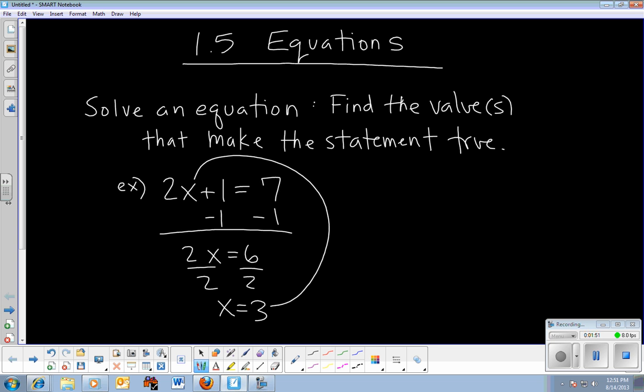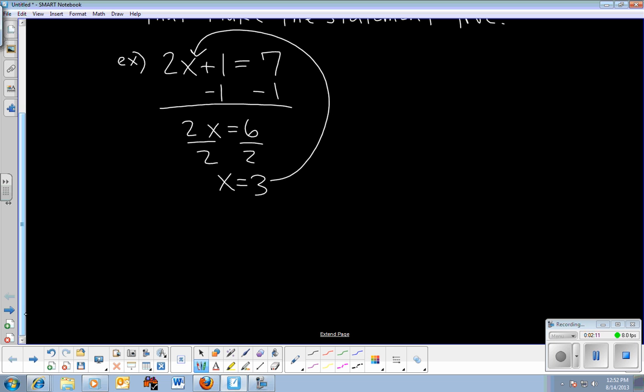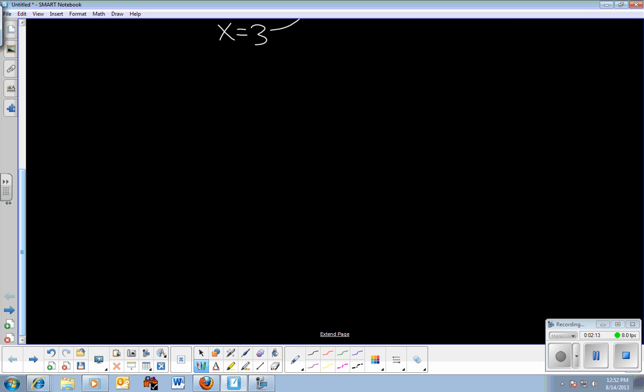3 can go here and give us a true statement. Any other number you put in there is not going to give you a true statement. If you put in 4, you get 9 on the left and 7 on the right. So I want you to start, not only having the skills to solve equations, but start to keep in mind what's really going on. You're finding the values that make it true. Okay, so now let's talk about some of the types of equations that you will be asked to solve in this section.